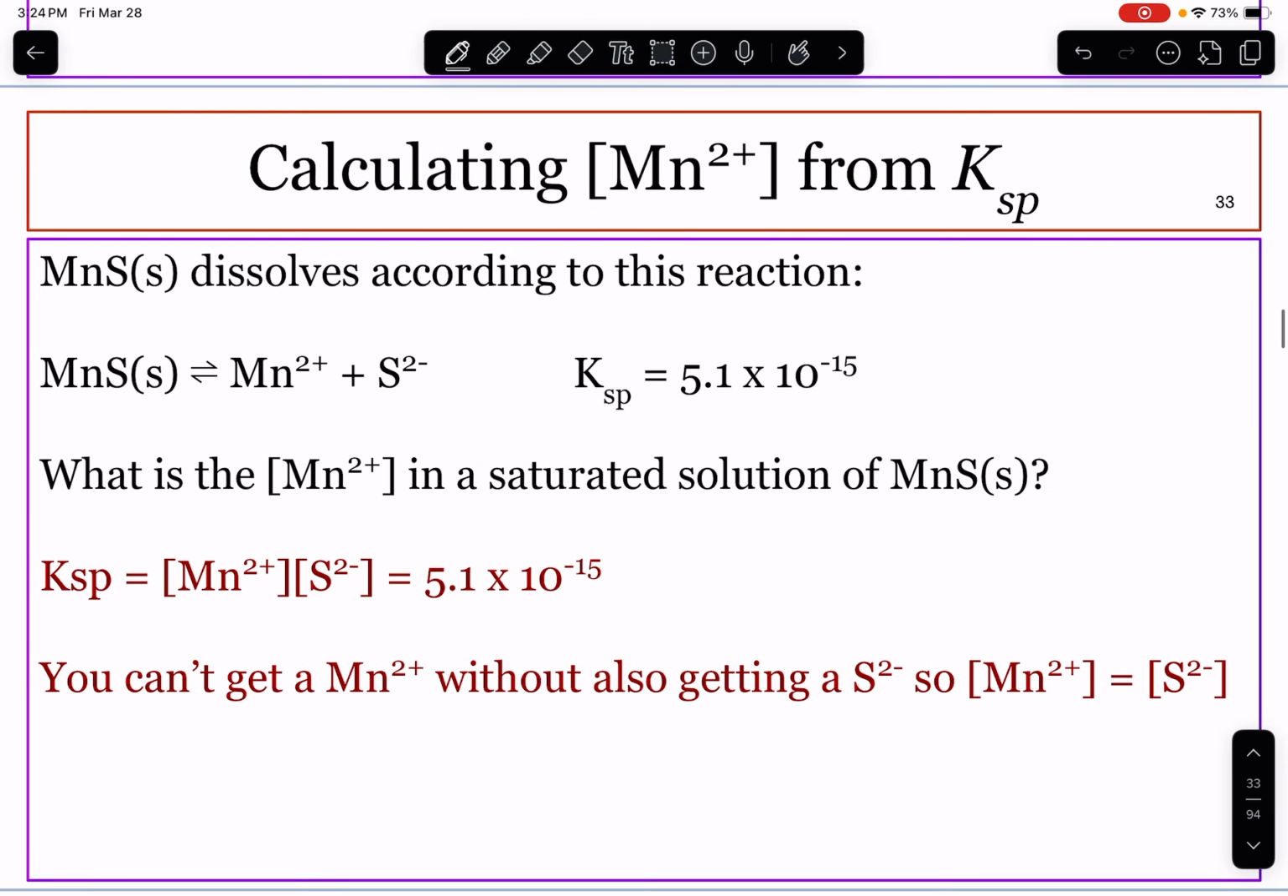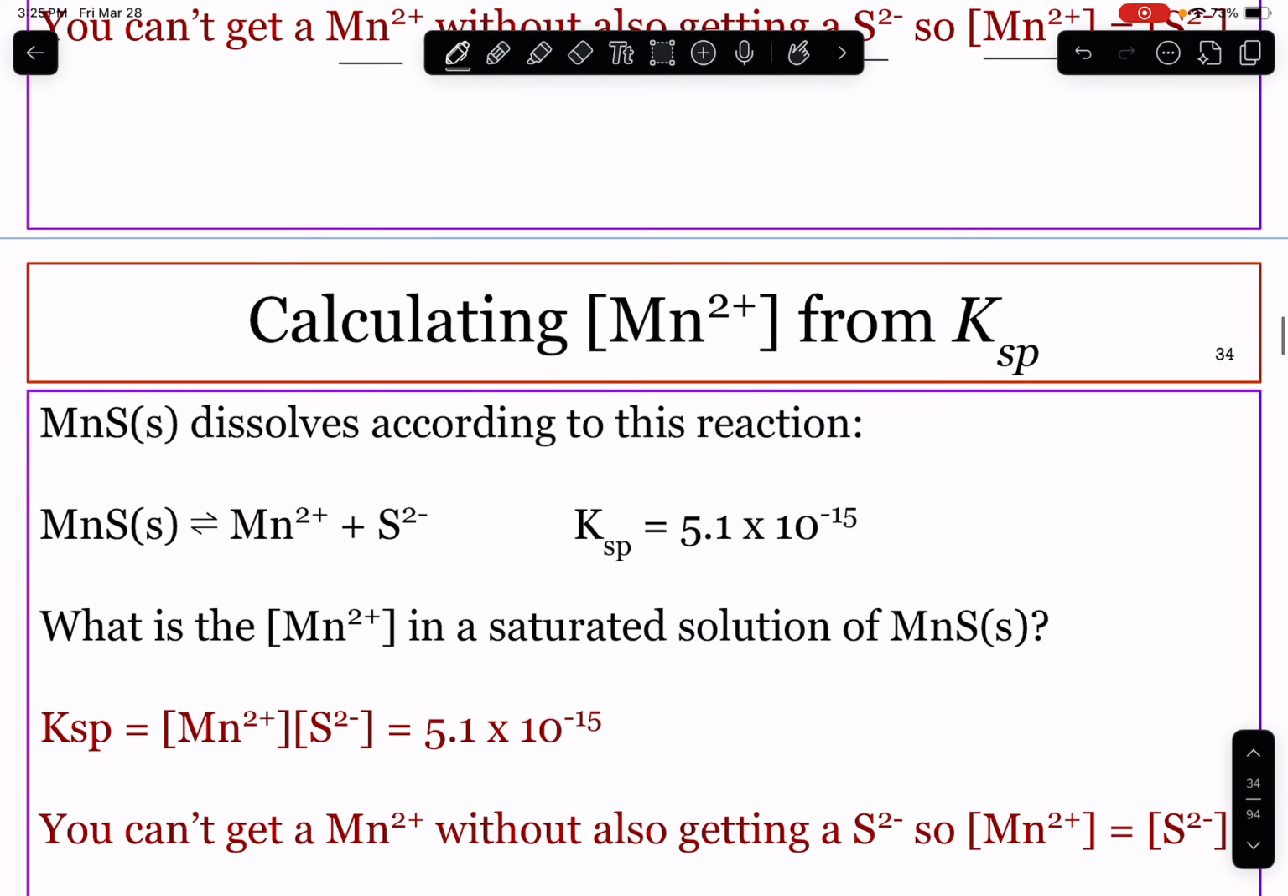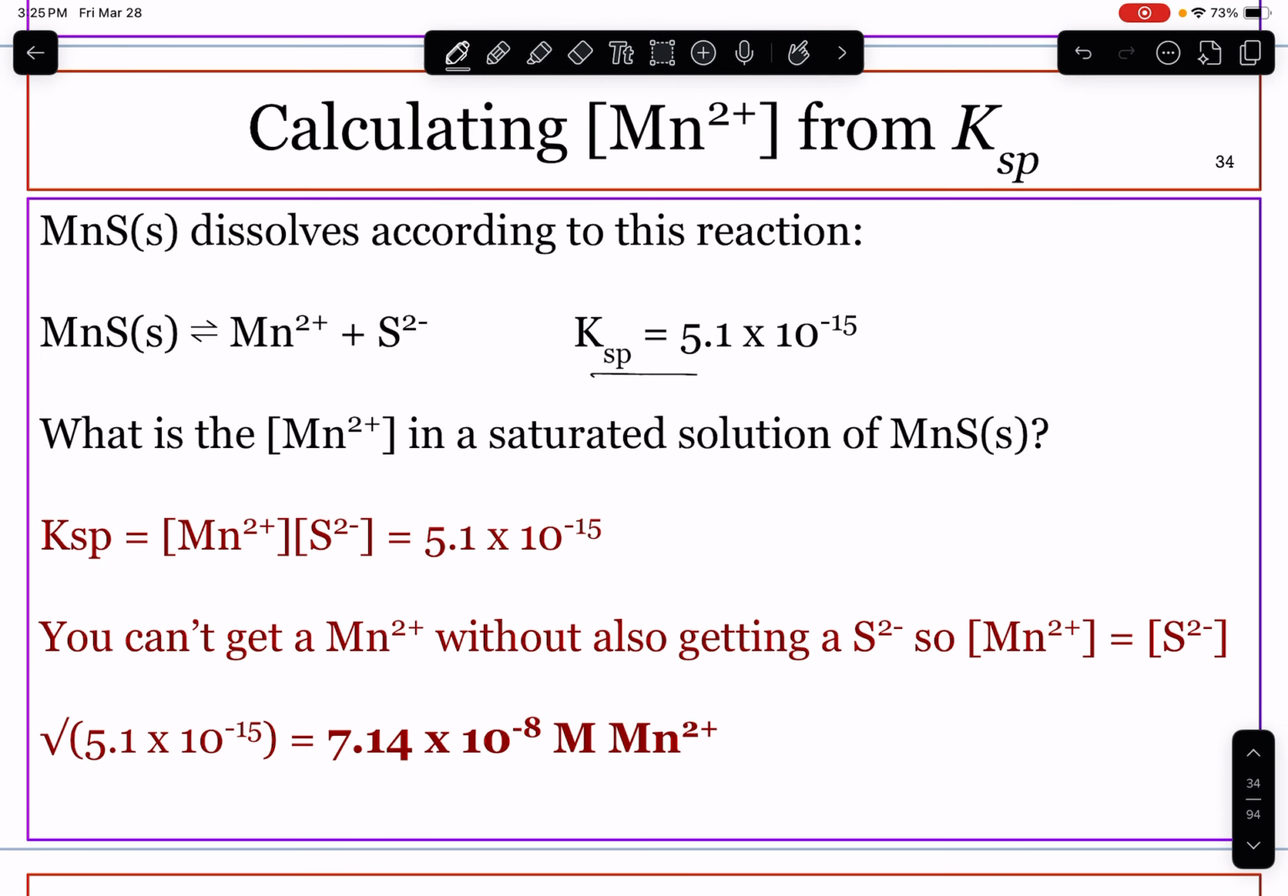So let's start off by realizing that the KSP expression is written like this, and the value is given to us as this. And remember, you can't get a manganese ion without also getting a sulfide ion. So that means the manganese ion and the sulfide ion are equal to each other. So if you weren't able to solve it before, now pause to see if you can solve this. You just need to take the square root of the KSP because both of these are equal to each other.